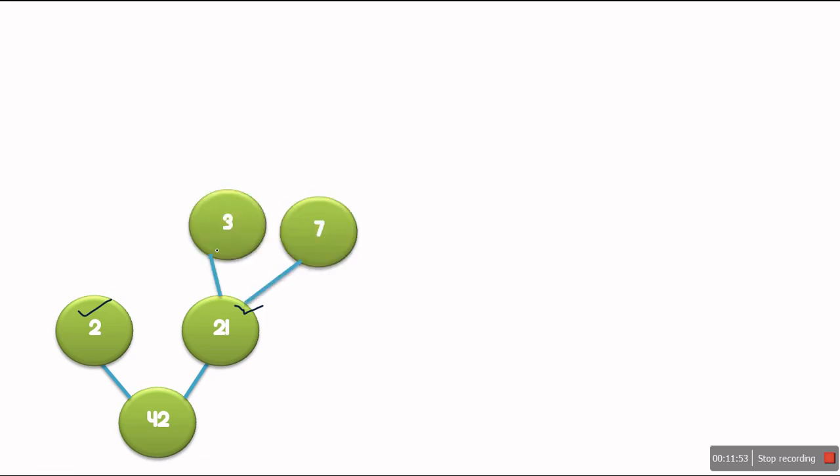Let us take the example of 42. 21 times 2 is 42. This 2 is a prime number, so the branch will finish here. 21, we can divide further. 7 times 3 is 21, and these two are prime numbers. So 42 can be written as a product of these prime numbers. 7 times 3 is 21, times 2 is 42.